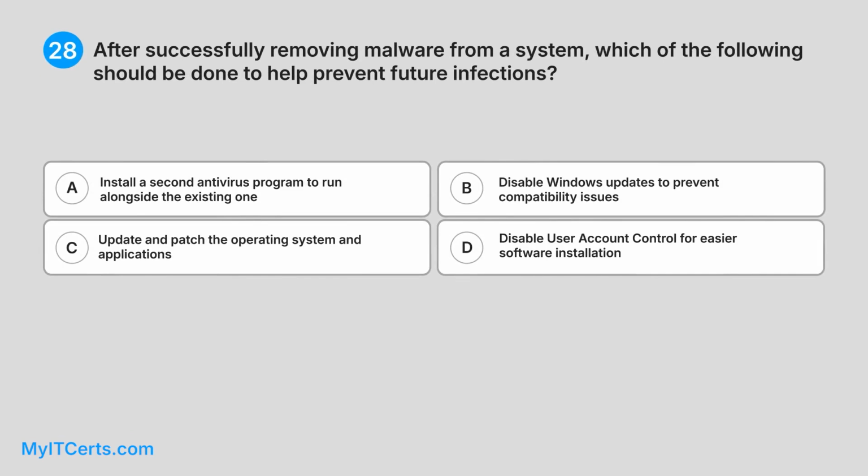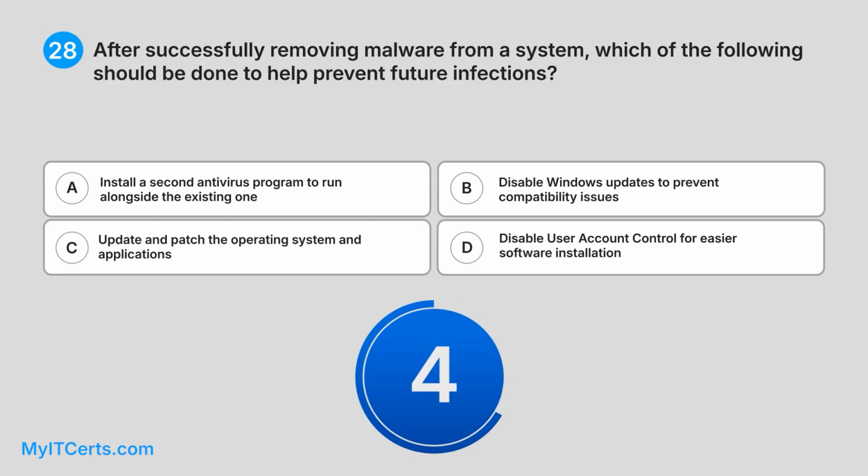28. After successfully removing malware from a system, which of the following should be done to help prevent future infections? A. Install a second antivirus program to run alongside the existing one. B. Disable Windows updates to prevent compatibility issues. C. Update and patch the operating system and applications. D. Disable user account control for easier software installation. Do you know the answer?